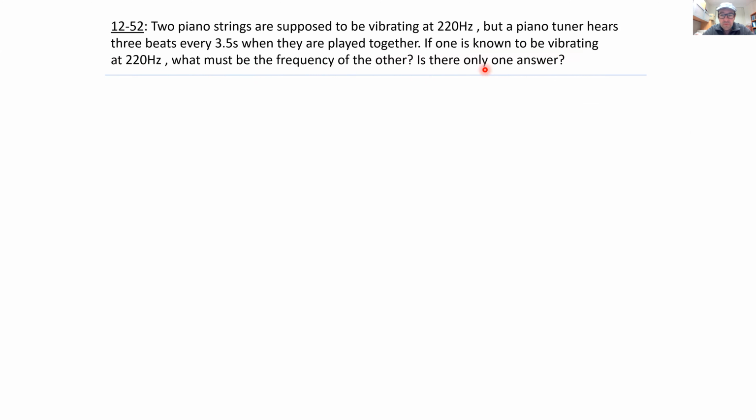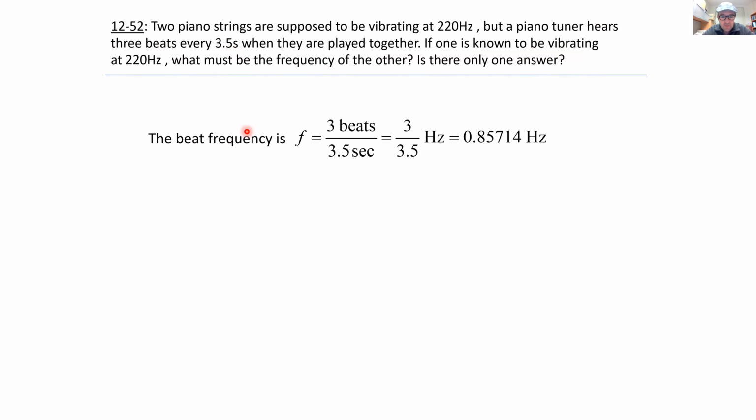Okay, so it tells you that the beat frequency is 3 beats every 3.5 seconds. Because that's what is here. So the beat frequency is 3 beats divided by 3.5 seconds, right? 3 things happen, and they divide by the time. So that gives you 0.85714 hertz. That's the frequency of the beats.